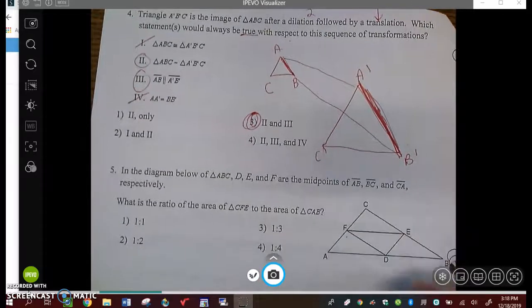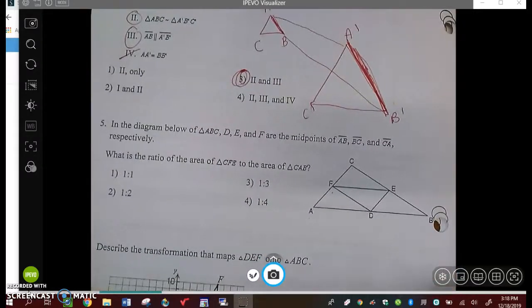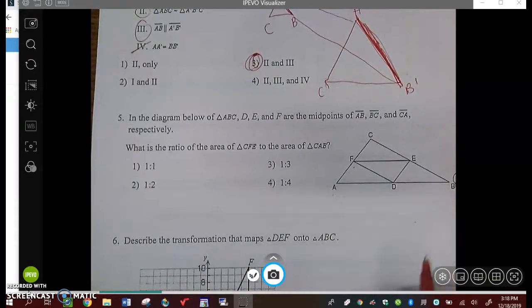All right, now I want you to finish all the problems in these notes. The answer keys are on the classroom page. So do them, check your answers, and that's it for the day.